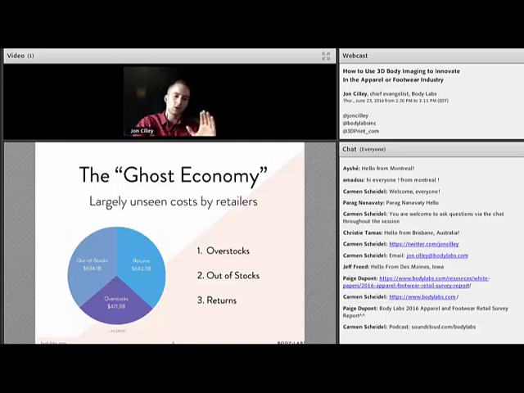And then returns, which is a major one that we're going to cover today, is not only the largest component of this ghost economy globally, but also when we look at the US specifically, it comprises largely half of the ghost economy.